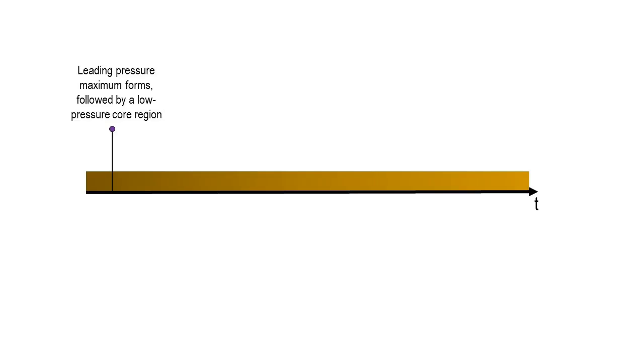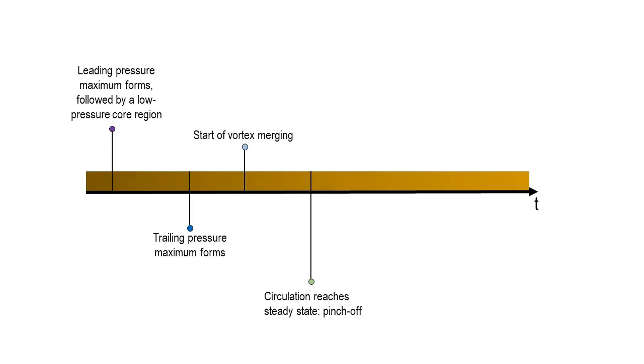Now, using this information, we can reconstruct a timeline of important events in the vortex lifetime. Initially, we notice the formation of the leading pressure maximum, followed by a low pressure core region, and then the formation of the first trailing pressure maximum, which coincides with when pinch-off occurs. Immediately after the formation of this trailing pressure maximum, vortex merging commences, and the circulation of the vortex ring reaches steady state. After the circulation reaches steady state, we notice, while the ridges continue stretching, that impulse reaches steady state.